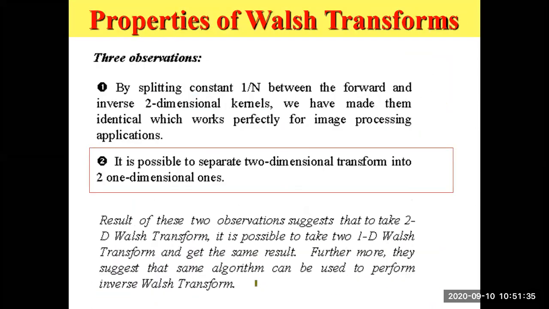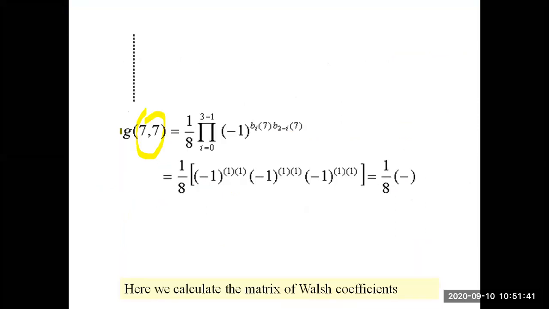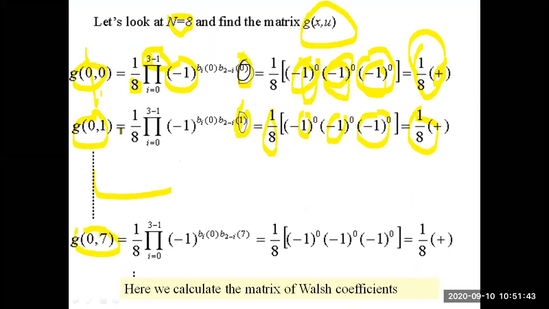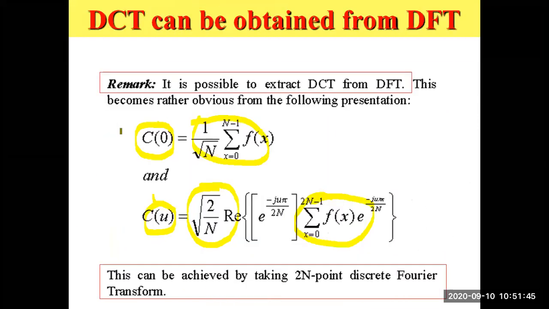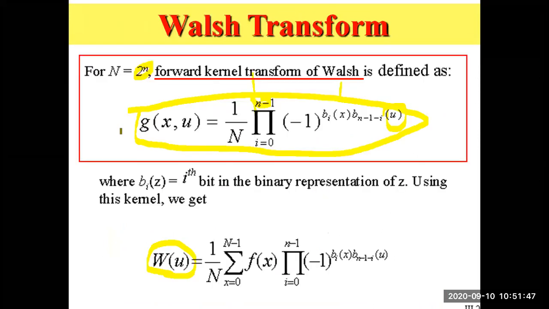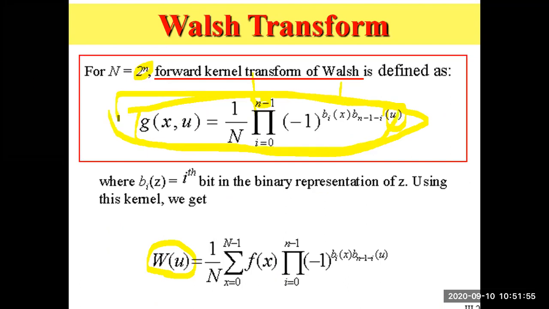So already the time is 10:50. Once again, I have to revise the Walsh transform. The Walsh transform is very important. The Walsh transform formula for one dimension is like this. Simply, this is the formula. Remember this formula. This is forward and this is reverse.